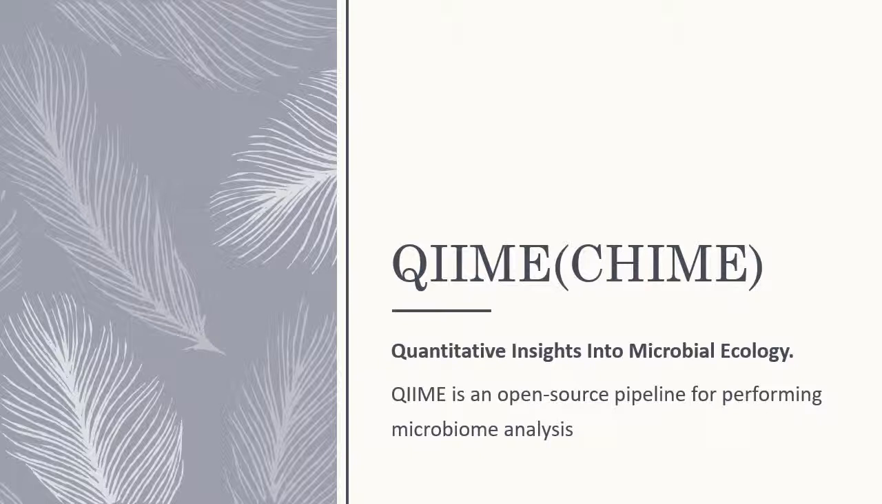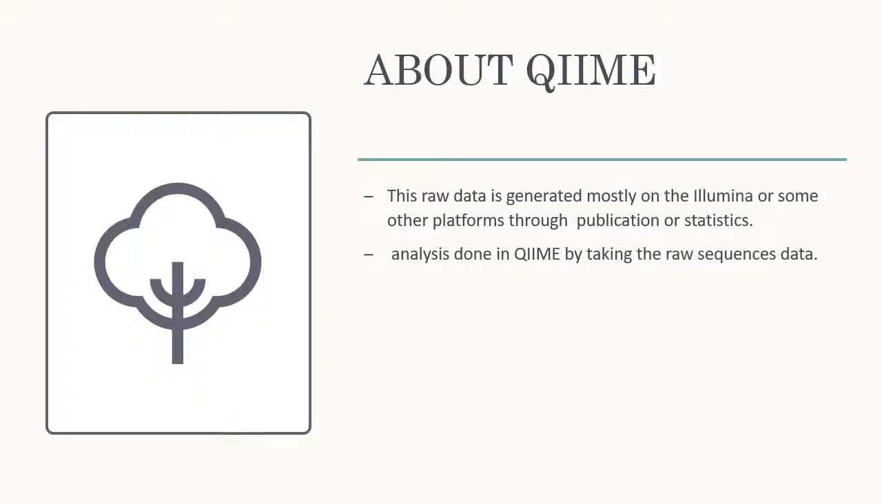For analyzing this data, we are using QIIME. It's software that we can use in Jupyter notebooks with Python. It's called Quantitative Insights into Microbial Ecology. It is an open source pipeline for performing microbial analysis. So in QIIME we can input the raw sequence data to get the desired output. The raw data is mostly generated by Illumina or some other platforms.